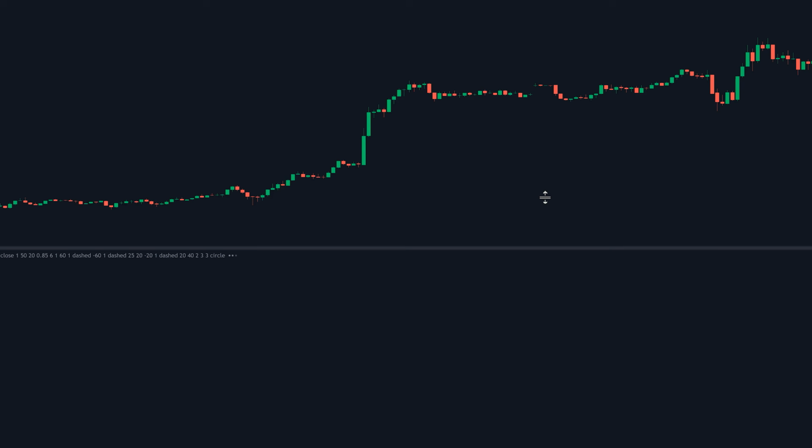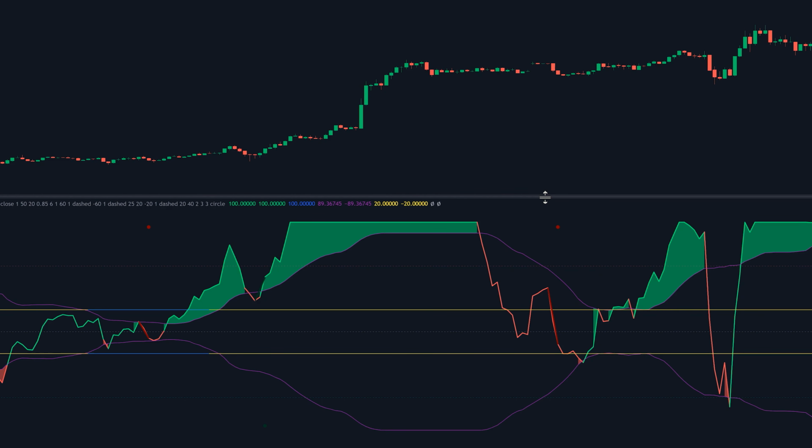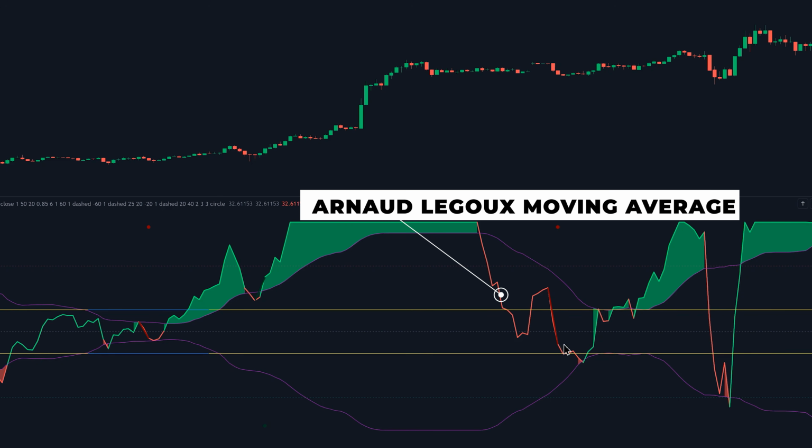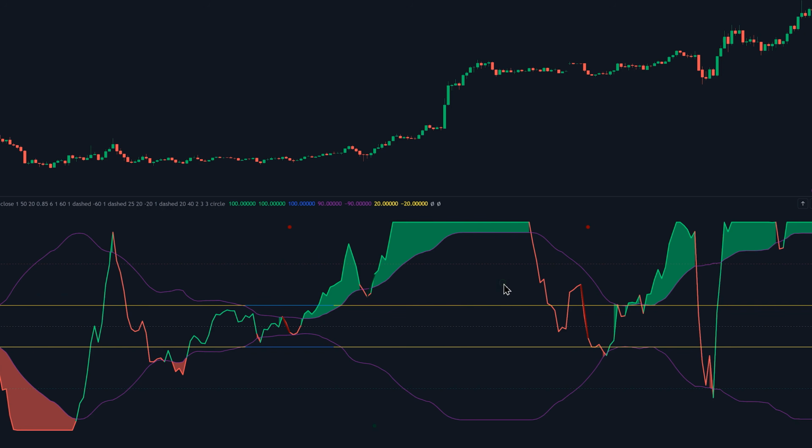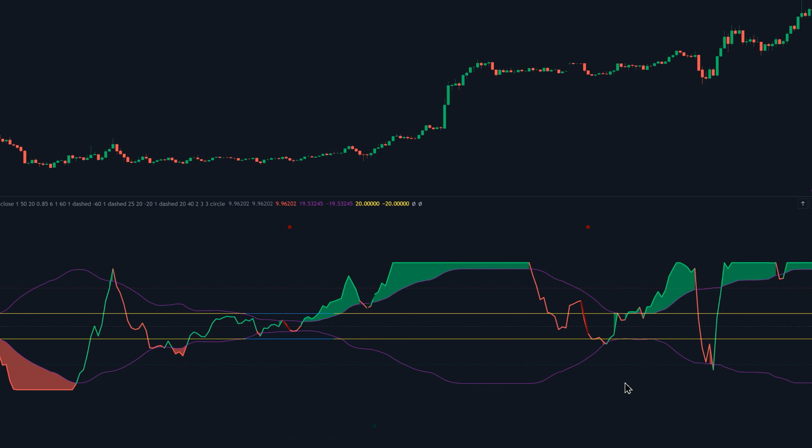This indicator is made up of the following elements. We have the Arnaud Legoux Moving Average, also known as the ALMA, which is this line that changes color between red and green and traverses this indicator window. This is the main component of this indicator, and it's going to be used to track the trend as well as the momentum of the market.